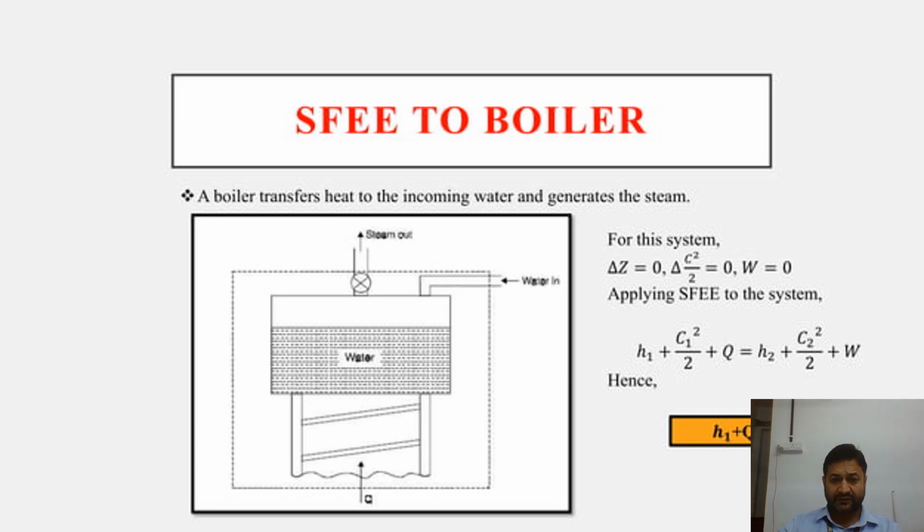So now horizontal, again the assumptions: delta Z is 0, C is 0, and there is no work done, so heat transfer will be equal to the change in enthalpy here. Q will be equal to H2 minus H1, H2 at the outlet minus H1, the enthalpy at the inlet. That will be the heat that you have to supply to the steam in order to drive the steam, and then you are going to get the electricity.